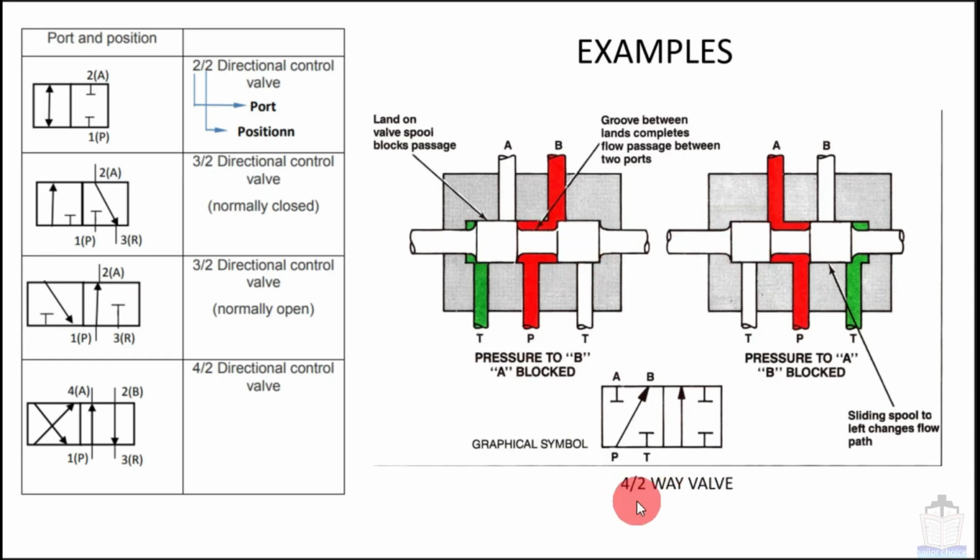But the question is why? Because when these two T ports are internally connected, then these two ports are considered as one port. That's why here it is written 4 by 2 valve.